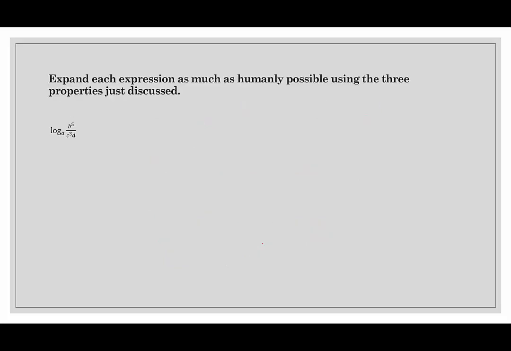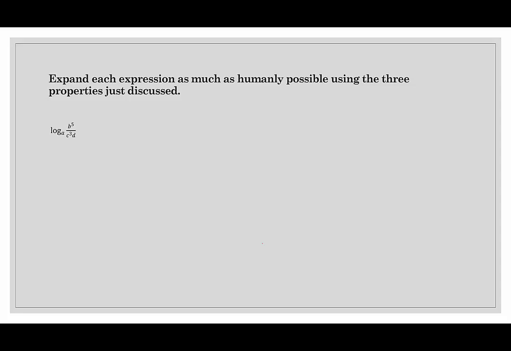Now let's look at some examples. We're going to expand each expression as much as humanly possible using the three properties that we just discussed. Now what that means is that every argument is just one single term. No exponents or exponent of 1, not two factors, just one single factor with an exponent of 1.